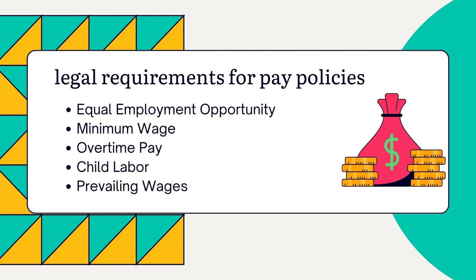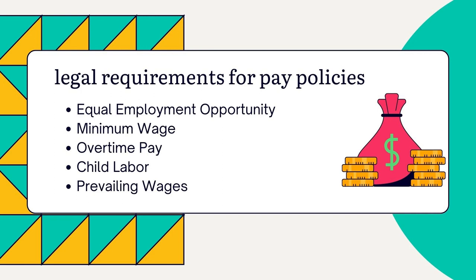Under the FLSA, children aged 16 and 17 may not be employed in hazardous occupations defined by the Department of Labor, such as mining, meat packing, and certain kinds of manufacturing using heavy machines. Children aged 14 and 15 may work only outside school hours in jobs defined as non-hazardous and for limited time periods. And the last one is prevailing wage.